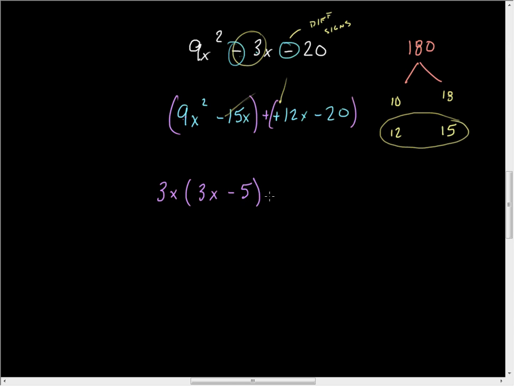Plus. The greatest common factor of 12 and 20 is 4. There are no x's in both, and so I don't have to worry about that. And so dividing 12 by 4, I get 3x. Dividing negative 20 by 4, I get a negative 5. And I have the same factors in both, and so that becomes one of my factors. And the other factor is those two things.